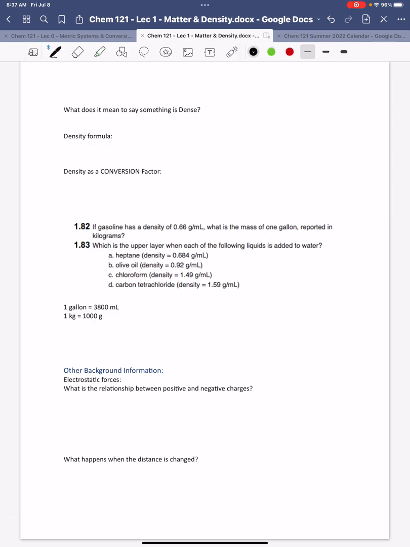Okay, so the last, well, there are two more concepts to get to here. One of the properties of matter that we talk about, an identifying property, is density. When we ask the question, what does it mean to say that something is dense? I think you probably know what density is. It's kind of a funny question, and I know you've probably heard it before: which weighs more, a pound of feathers or a pound of lead, right?